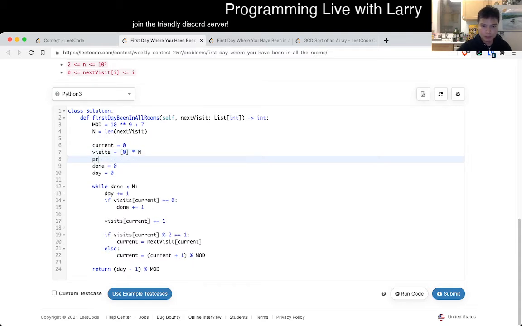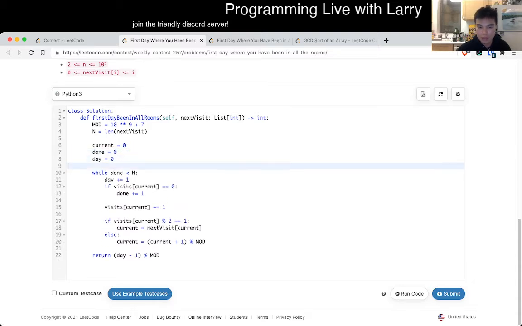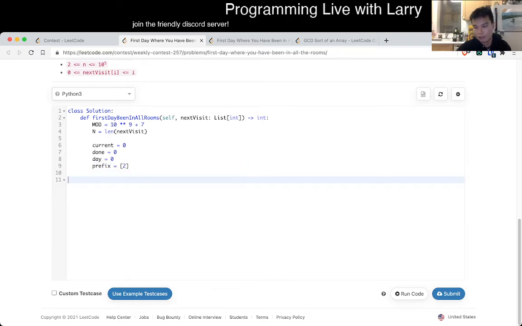Prefix sum is, or even just that, it doesn't really matter. The first number is always going to be 2, just the way it is. And then now we can do something like for index in range of from 1 to n, maybe. Yeah, I don't know, maybe this is off by 1.